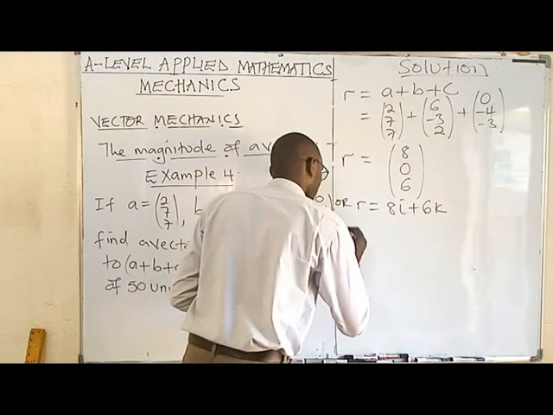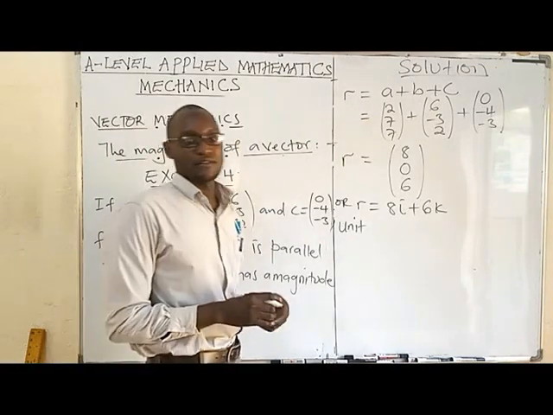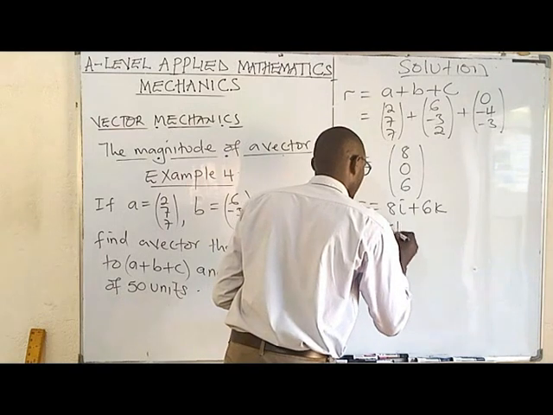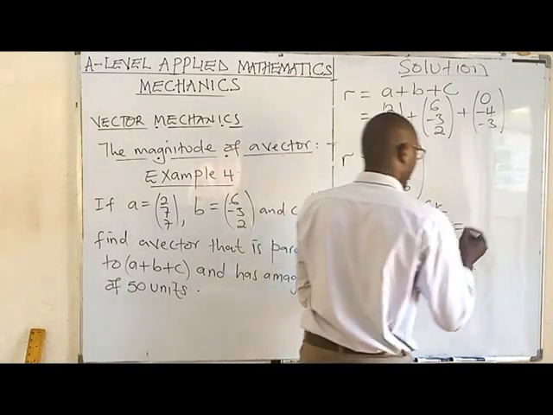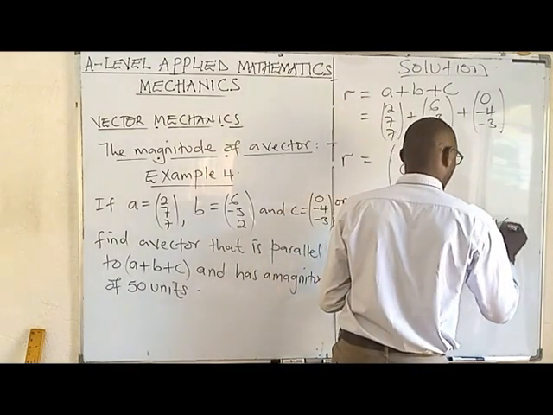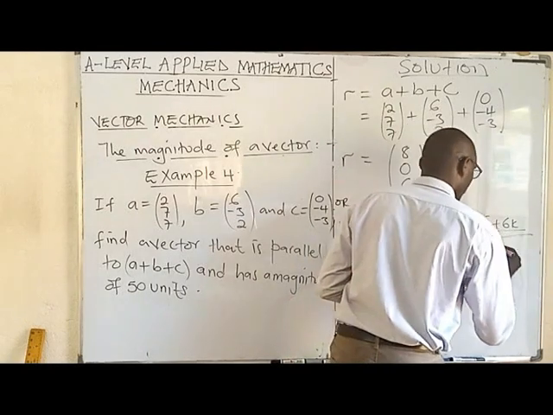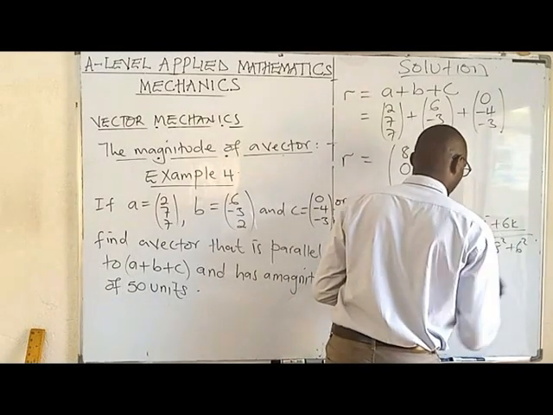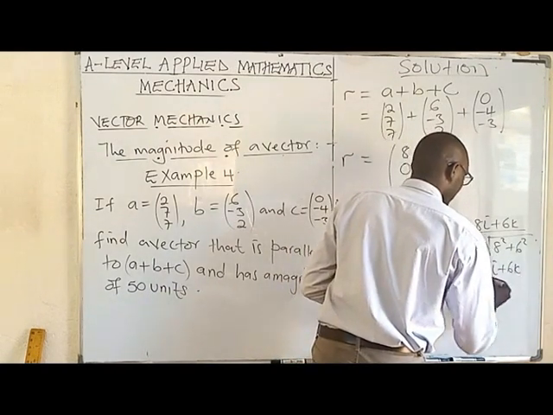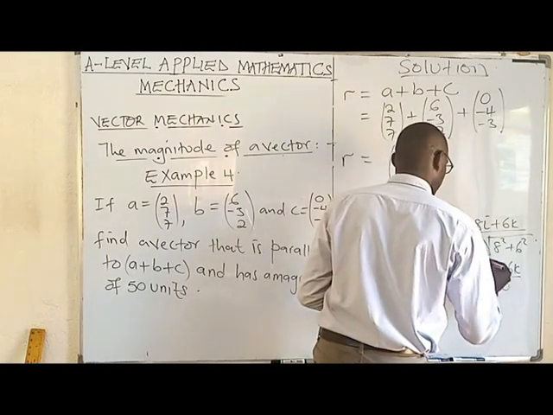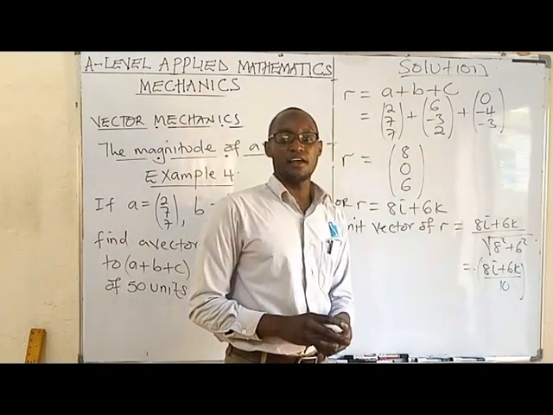So we need to find the unit vector of this, because it is the only vector which is going to be parallel to our resultant. So the unit vector of R is equal to vector R divided by its magnitude. The magnitude of this is the square root of 8 squared plus 6 squared, which is 10. So the unit vector is 8i plus 6k, then over 10.